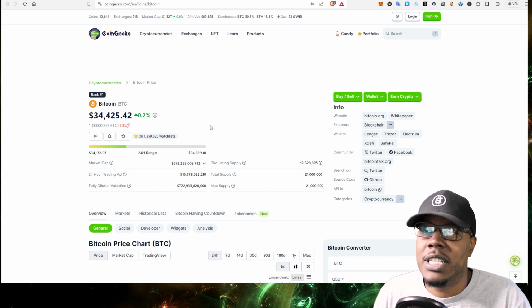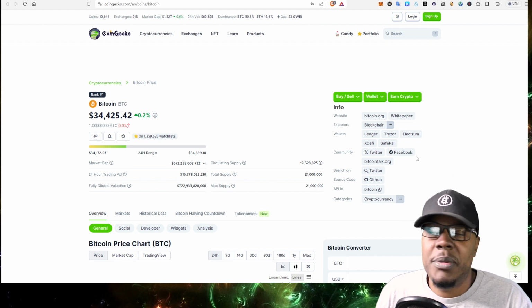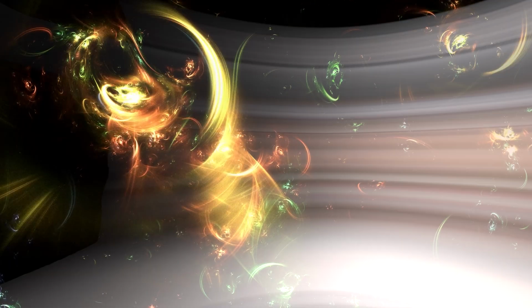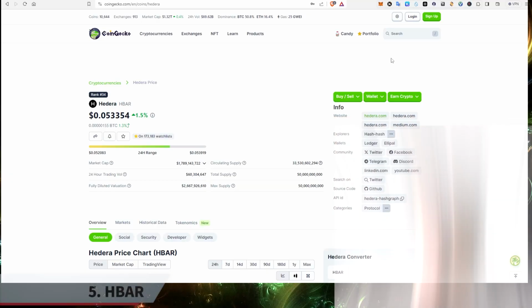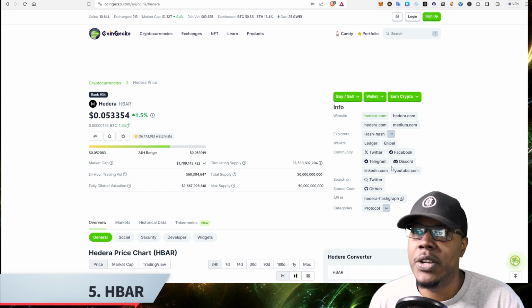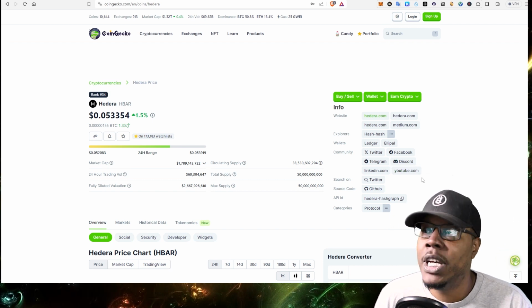So I want to see more development for Bitcoin in the layer 1 sector, and maybe we get some layer 2s really building on Bitcoin. And last but not least on this list is Hbar. Hbar, the Ethereum killer, so they called it the Ethereum killer. I don't like calling it that because they have carved out their own lane.